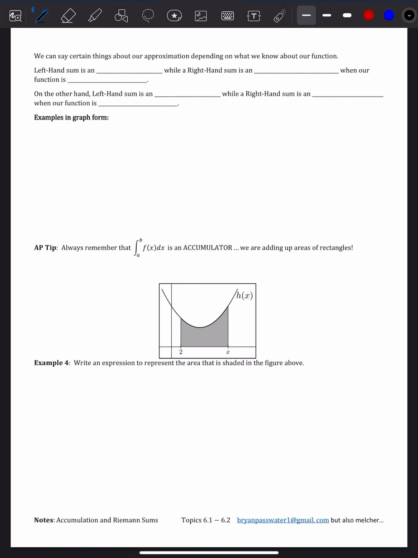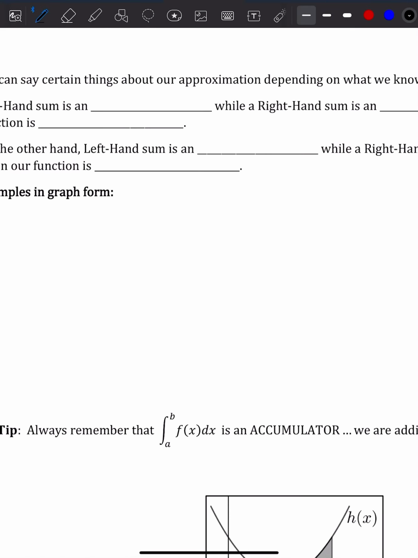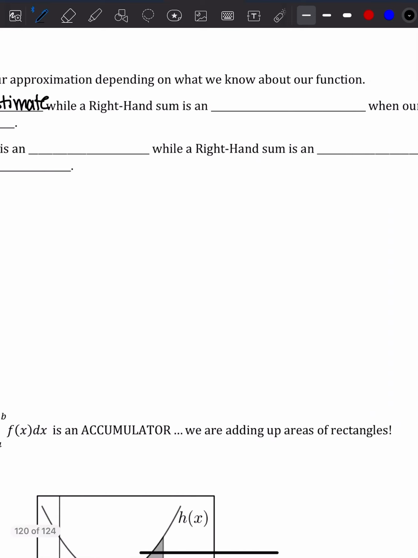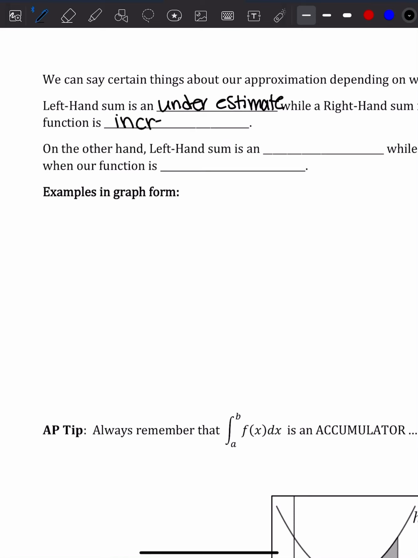So we can say certain things about our approximation depending on what we know about our function. Left-hand sum is an underestimation, while our right-hand sums were an overestimation in this case. So in this case, we had an underestimation, and the right-hand sum was an overestimate. But this is only true when our function is increasing. So the function we were looking at was going upwards.